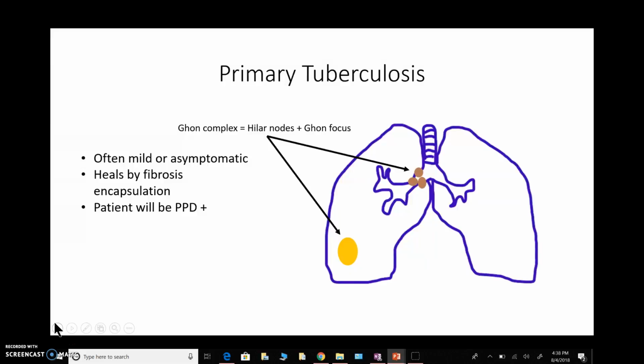Primary tuberculosis is often mild, asymptomatic, and subacute, and the buzzword you're going to have is the Ghon complex. You'll see the two pictures here: the hilar nodes plus the Ghon focus. And a Ghon focus is a calcified caseating granuloma. It's usually subpleural, but these two things more or less equal a Ghon complex.